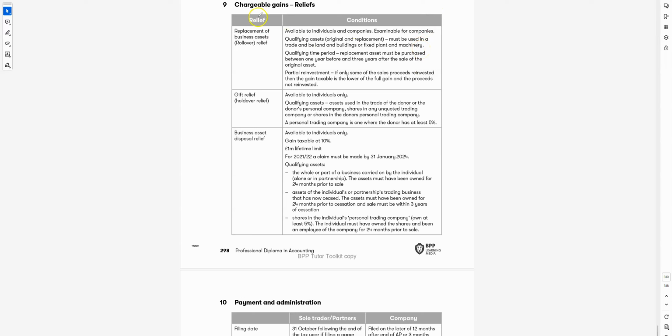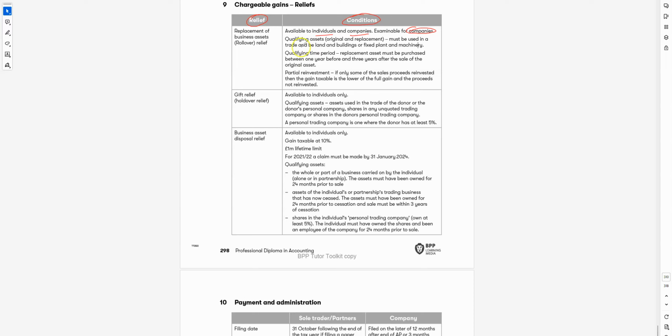On the relief section, we can see it says replacement of business asset rollover relief. Now on the conditions, it says it's available to individuals and companies both, but for the exam it will be examinable only for companies. So there will be no rollover relief for the individual or for the sole trader or for the partnership in the exam. So a few conditions.